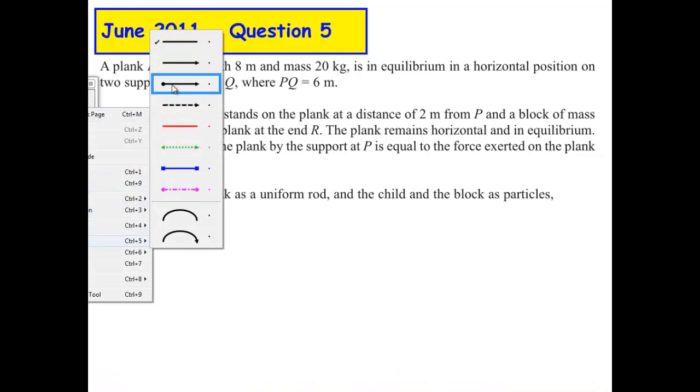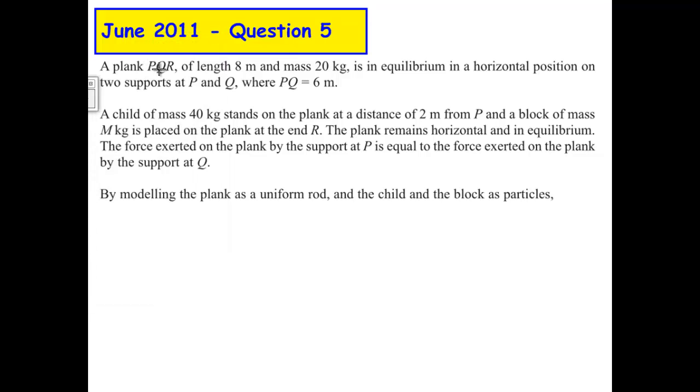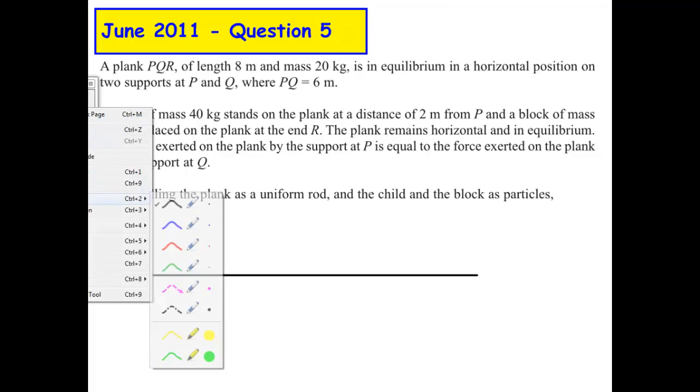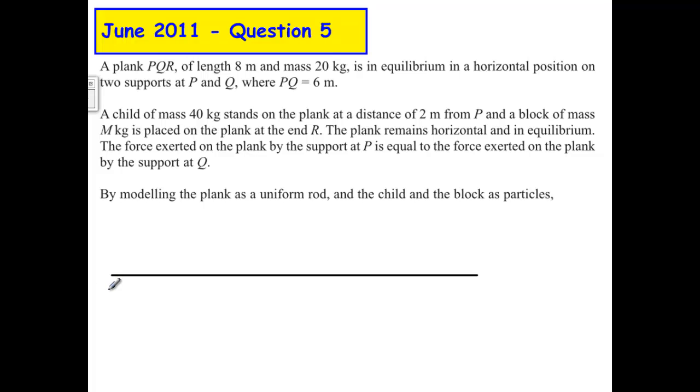system really. So it tells us that a plank PQR of length 8 meters and mass 20 kilograms is in equilibrium in a horizontal position on two supports at P and Q, where PQ is 6 meters. So I'm going to draw my plank horizontally, and this is going to go from P on the left hand side, Q is somewhere in the middle, and R is on the right hand side. And this is 8 meters long.